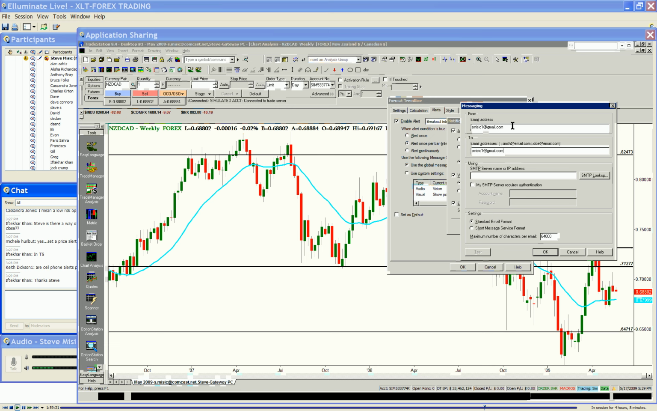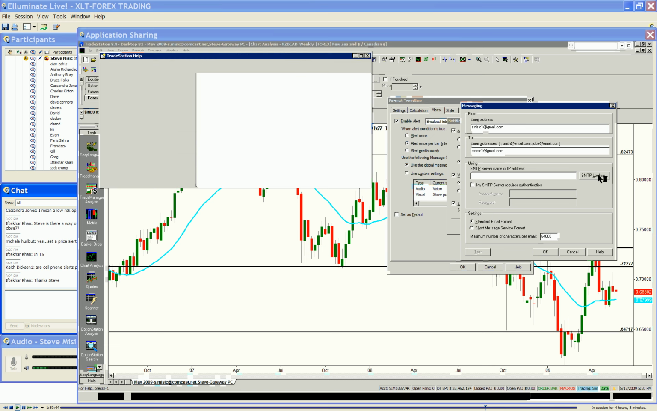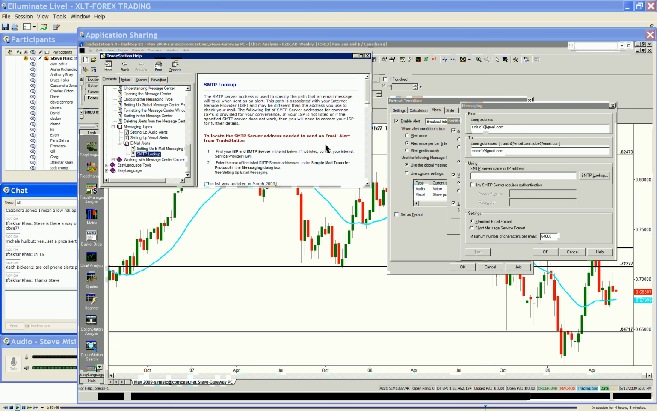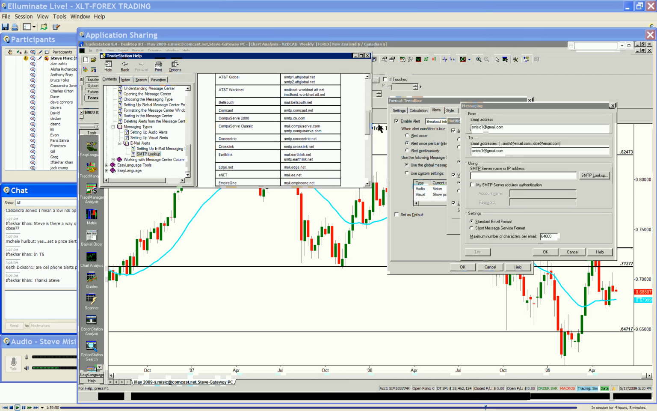Sometimes if you happen to have Outlook or something on your computer, you might want to use your Outlook address or whatever your default email address is. You got to use an SMTP server. Now you can look up your SMTP server if you're not sure of what that is. Okay? So you can look it up here if you click on here, and it'll give you a whole list here. So Comcast is smtp.comcast.net.